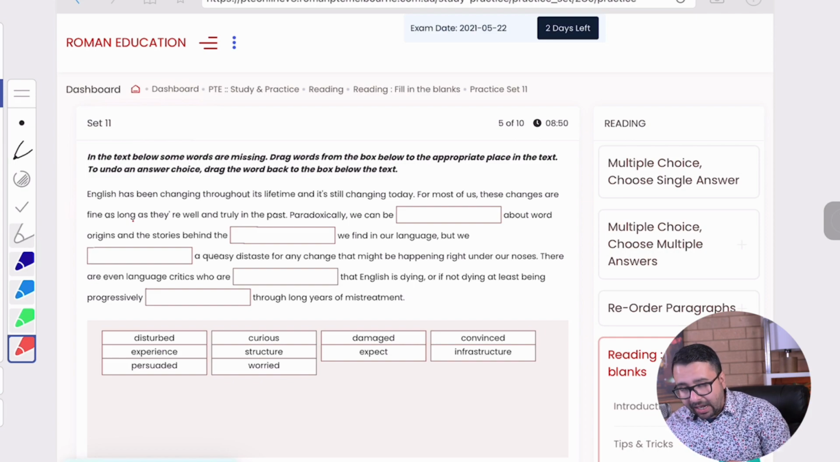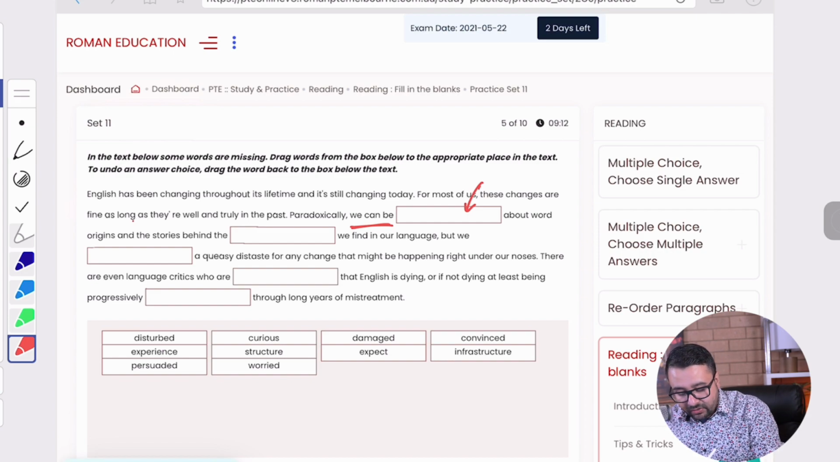Now, how do we answer these questions? There are two things we have to keep in mind. We are looking for a word which is a grammatically acceptable choice and also makes sense in the given context. As an example, if you look at this option here, it's telling me that we can be. That means this is something humans can be. So you are looking for a word that humans can be. Logically, that's what you're looking for.